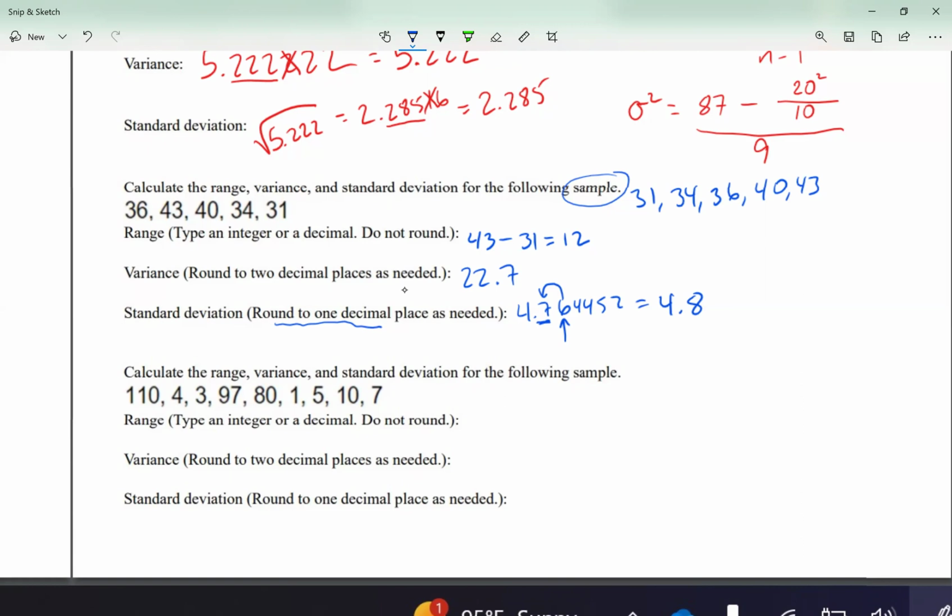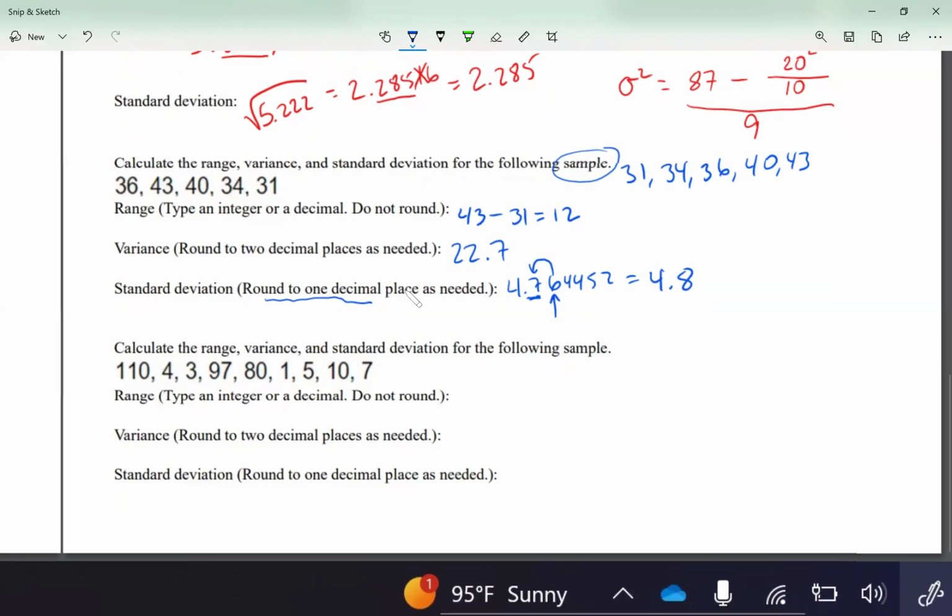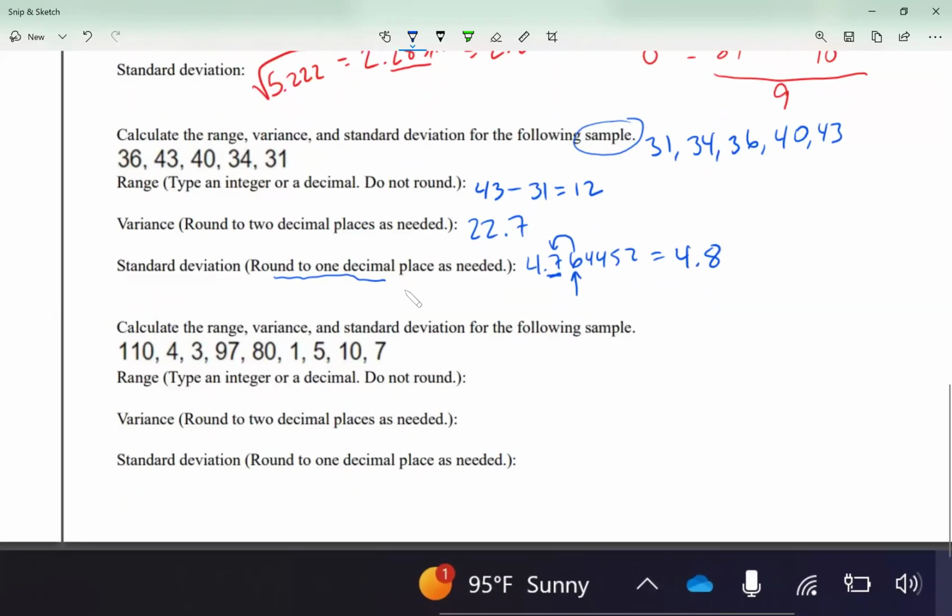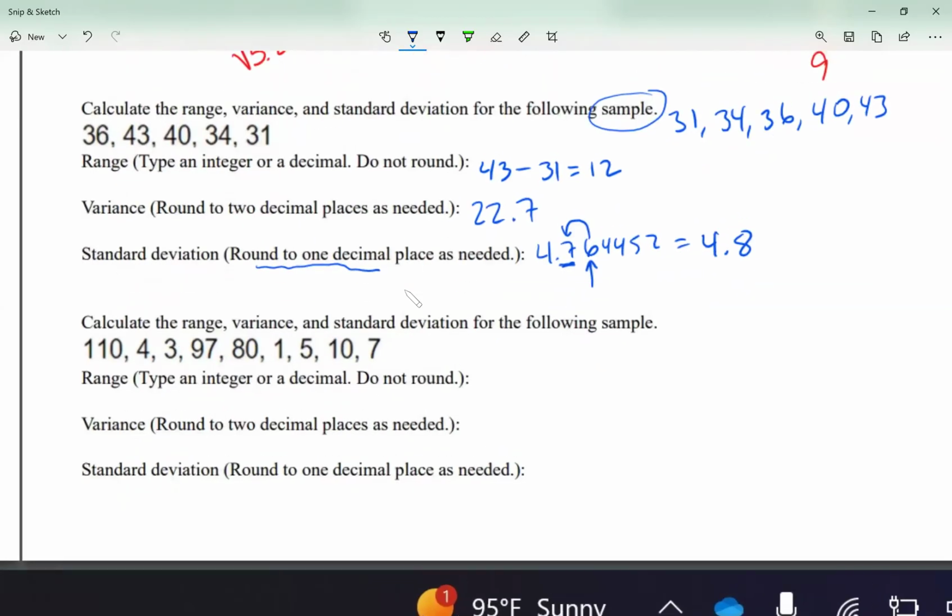Notice how the range, I asked you for a whole number. Notice the variance, I asked for 2 decimal places, if necessary. And notice for the standard deviation, I asked for 1 decimal place, if necessary. Let's try it one more time. Here, we're going to calculate the range, the variance, and the standard deviation for the following sample, okay?